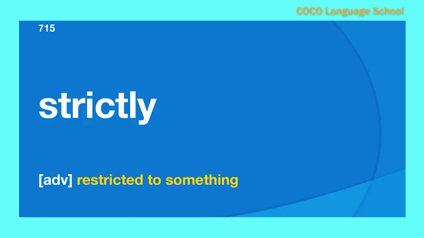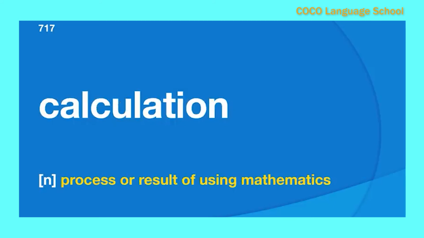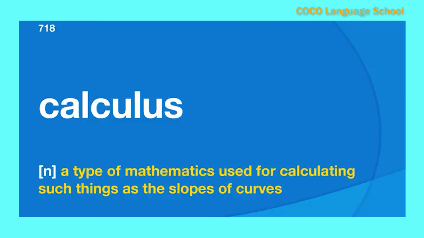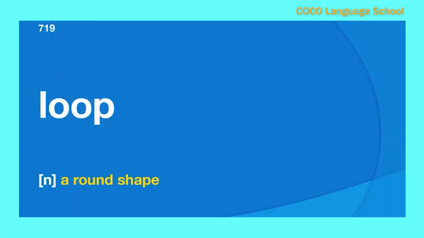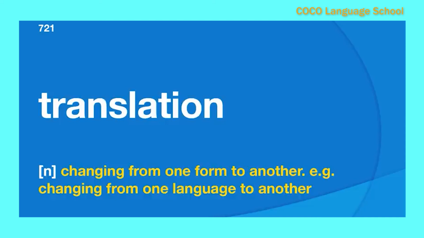Restricted to something. Strictly. You'll find this surprising in an interesting way. Interestingly. Process or result of using mathematics. Calculation. A type of mathematics used for calculating such things as the slopes of curves. Calculus. A round shape. Loop. Able to adjust to new conditions. Adaptive. Changing from one form to another, for example, changing from one language to another. Translation.